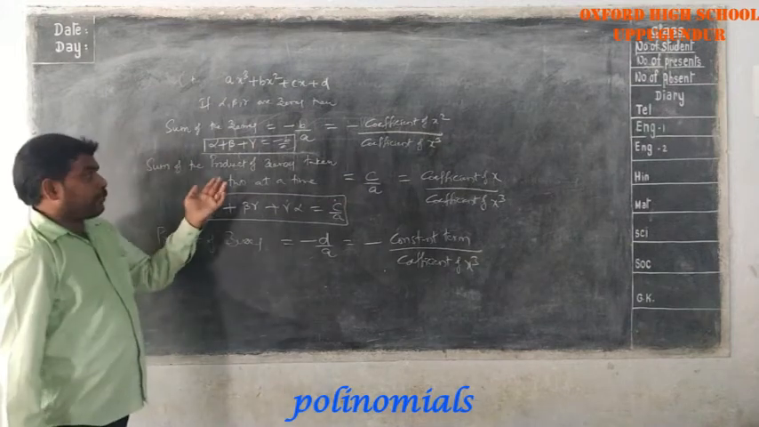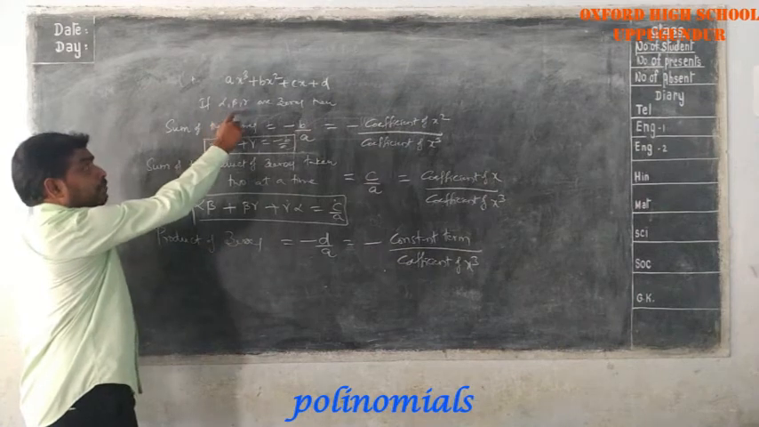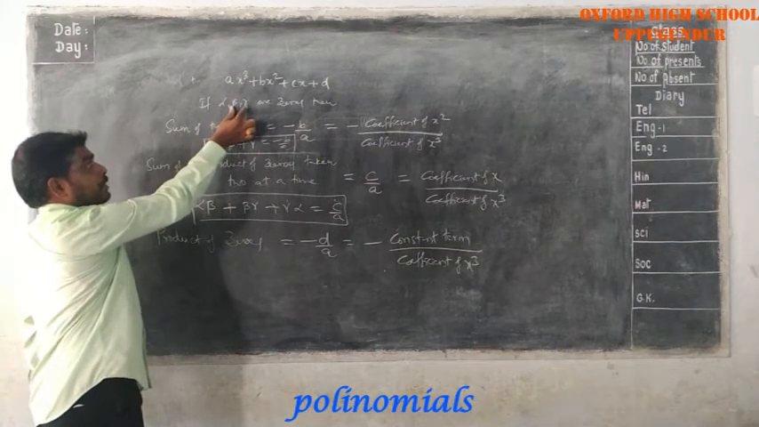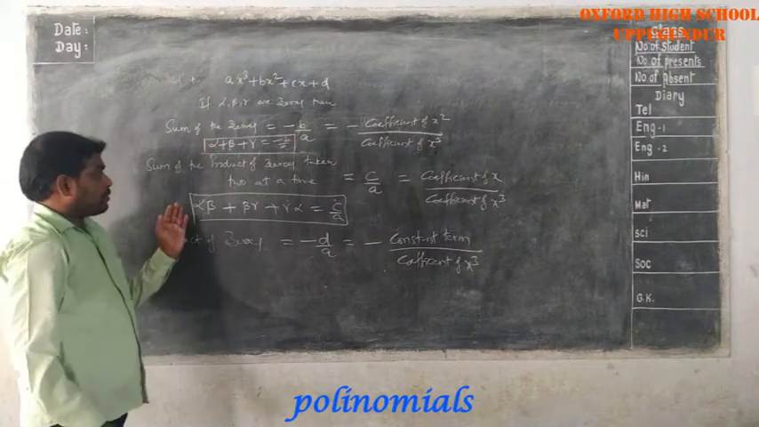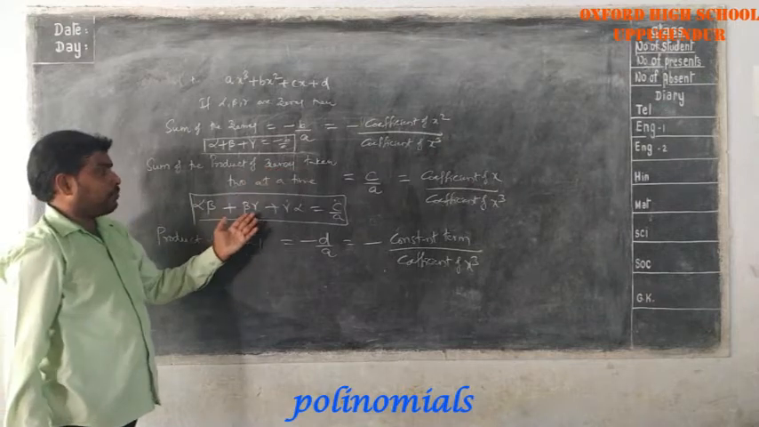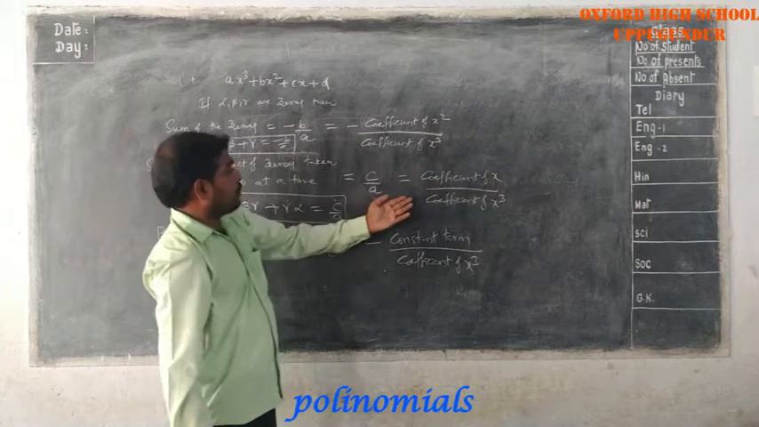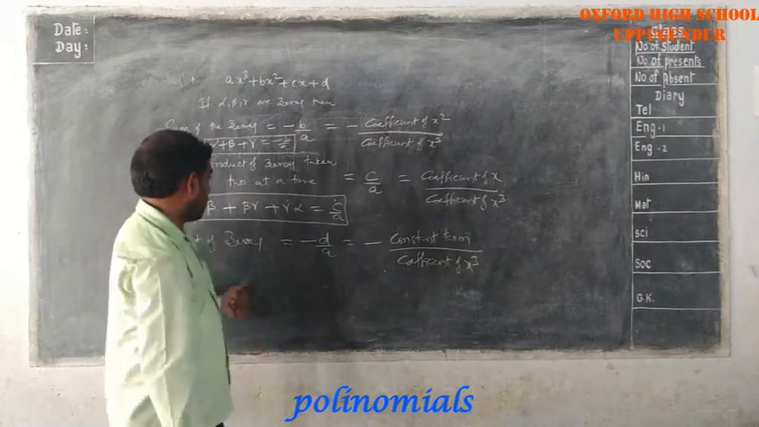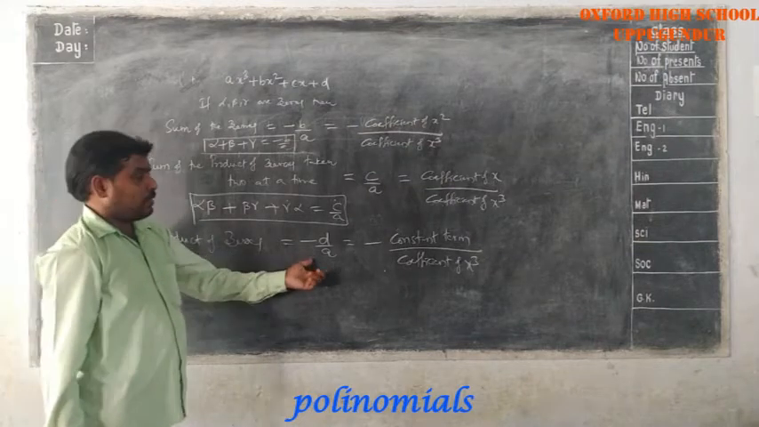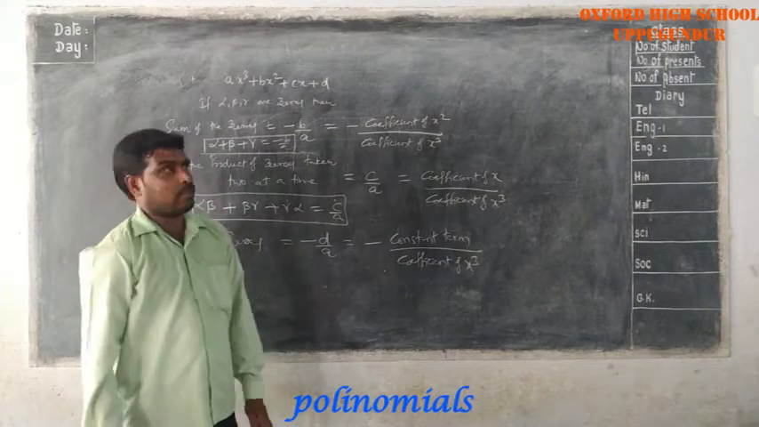Similarly, sum of the product of zeros taken 2 at a time. We are assuming the zeros as alpha, beta, gamma. Product of 2 zeros taken at a time: alpha beta, beta gamma, gamma alpha. Sum of all these products taken 2 at a time equals c by a, that is coefficient of x by coefficient of x cube. Next, product of zeros is minus d by a, that is minus constant term by coefficient of x cube.